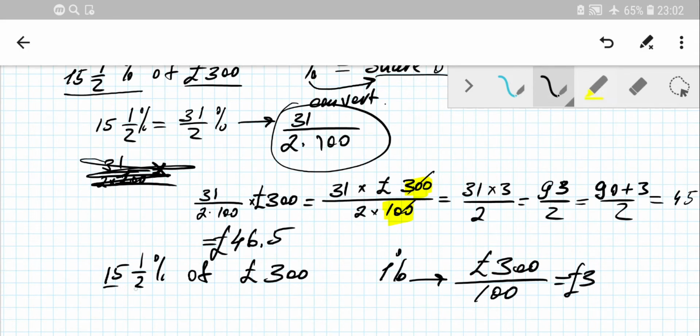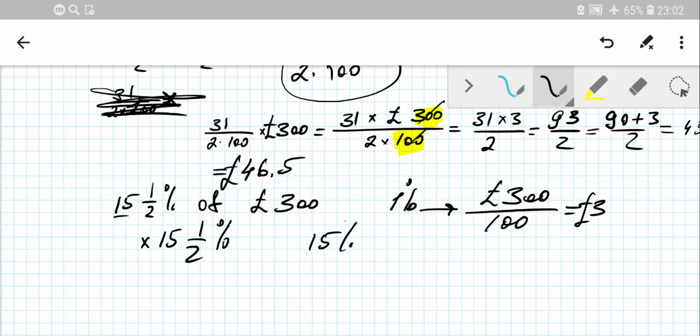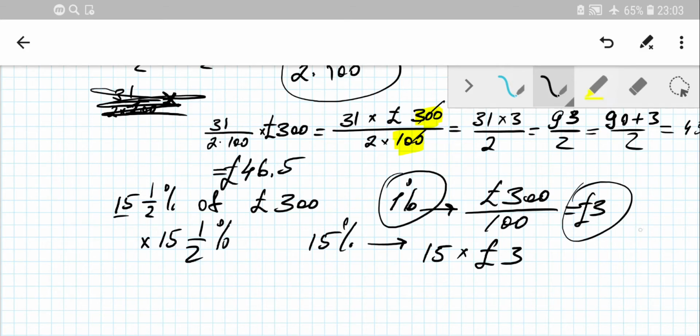Now you've got 15 and 1 over 2. That's another way. You just simply multiply by 15 and 1 over 2 as a percentage. So it's just 15%. That means 15 times more, right? So 15% is simply 15 times more than your value in pounds. But you also have 1 over 2%, so it's half of that. So half of that means 1.5 pounds. That's what 1 over 2% represents.